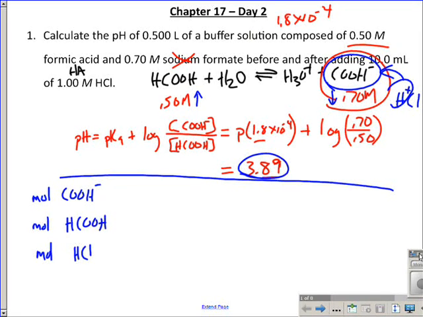Now remember, if I have a volume and I have a molarity, I can always calculate the number of moles. So that's always how you're going to be getting these. And that's why they gave me this, and that's why they gave me that 10.0 milliliters over there.